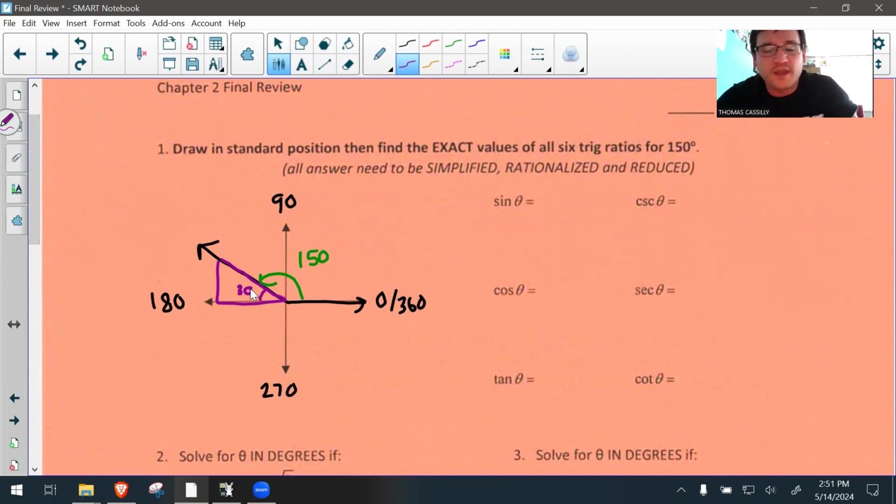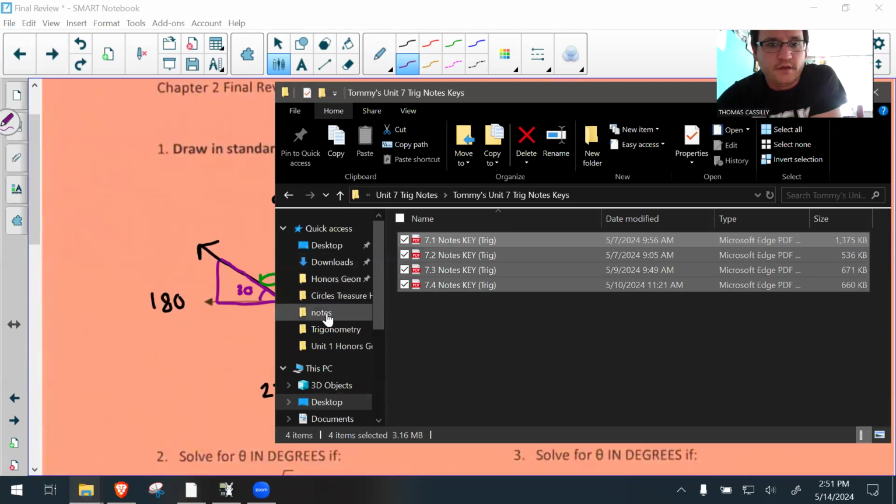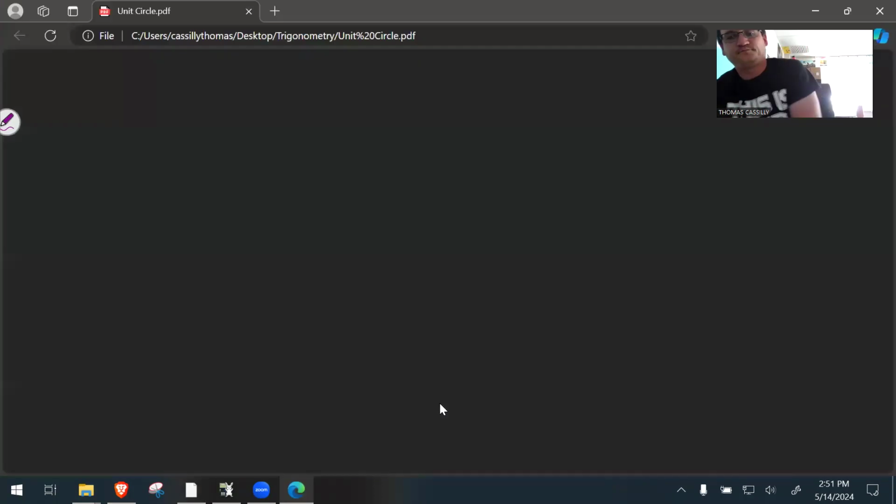We derived our 30-60-90 triangles, but then we had a shortcut and we called it the unit circle. So let me pull up the unit circle. Let's see if I can find that really quickly. We need our trig folder. Here is our unit circle.